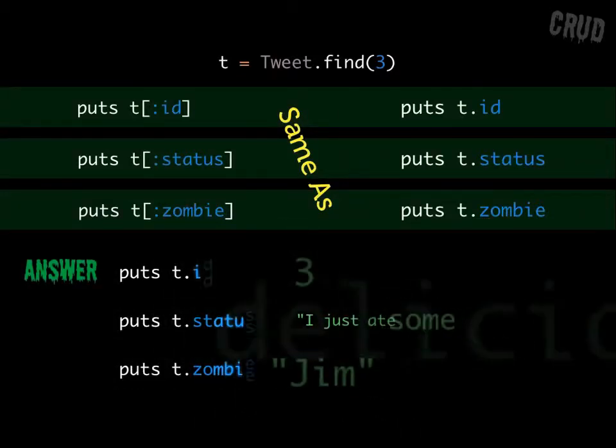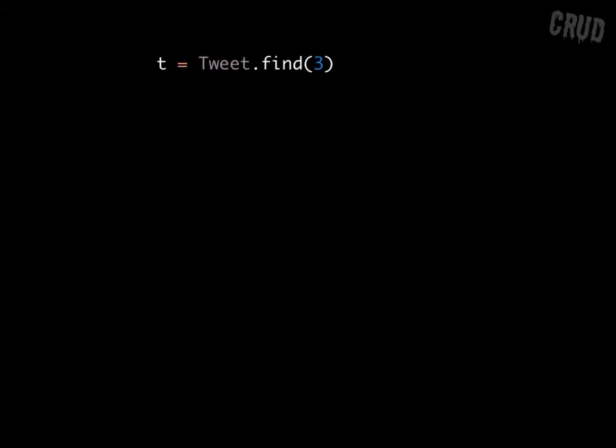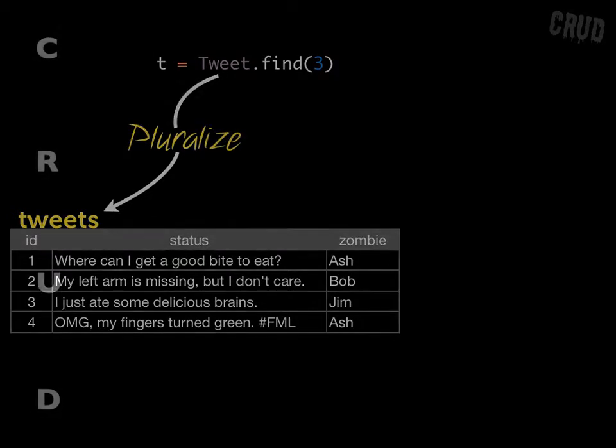Here's what our answer might look like with those pieces of code. There's one Rails convention here that I want you to notice. Notice we have a capital T in Tweet in the code solution, and what's happening on the back end here is that it's going to lowercase that, pluralize it, and then it's looking for a table called tweets in our database.